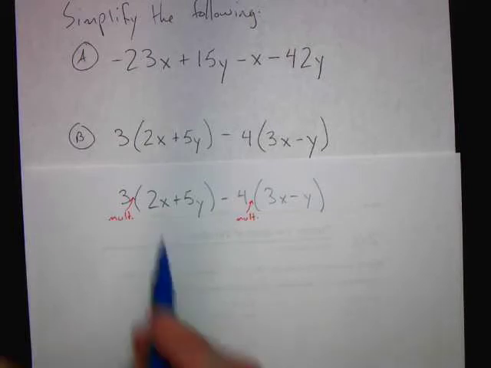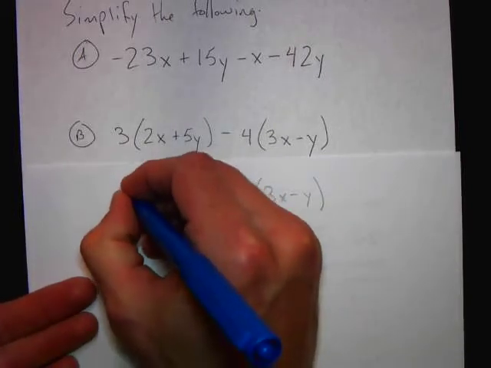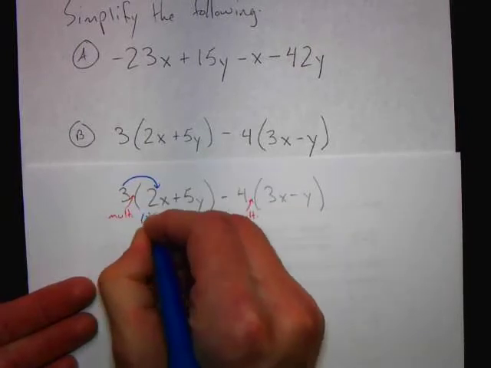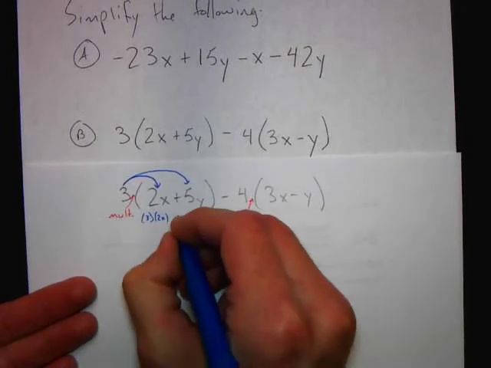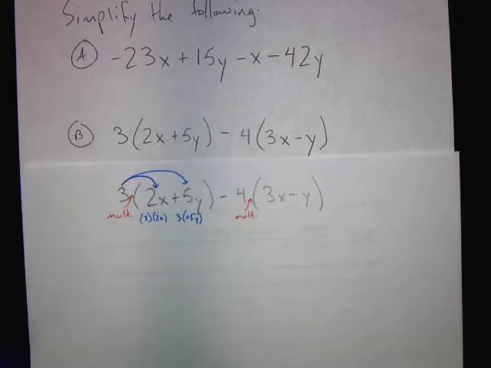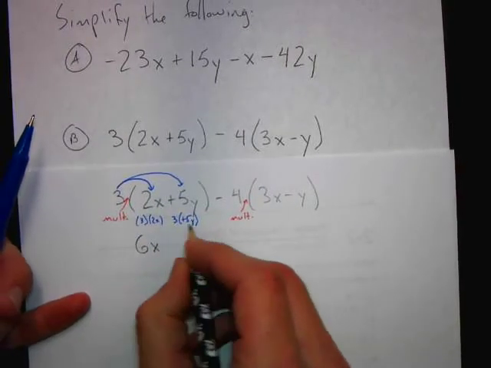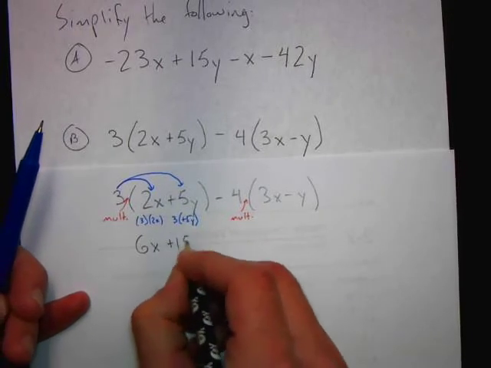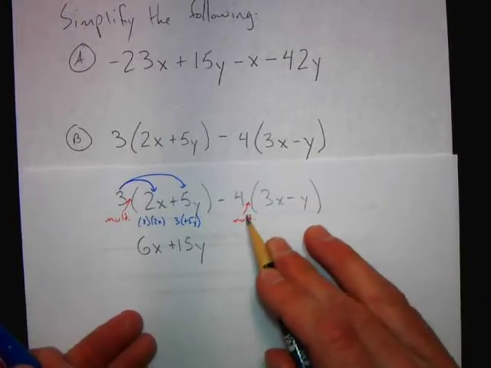We can multiply through that group. We can multiply this 3 times the 2x. And we can multiply this 3 times the plus 5y. And when we multiply 3 times 2x, of course we get 6x, and 3 times plus 5y is positive still, plus 15y.